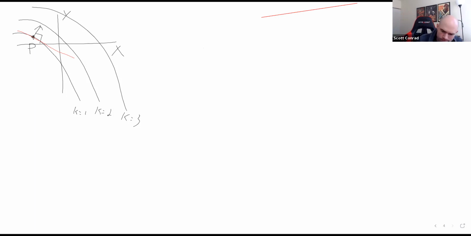Moreover, this vector is the gradient of f at P. Moreover, it's going to be pointing in the direction of increase in the function. So it's going to be pointing towards the next level curve up, right? So the gradient of f points in the direction of increase of the function.